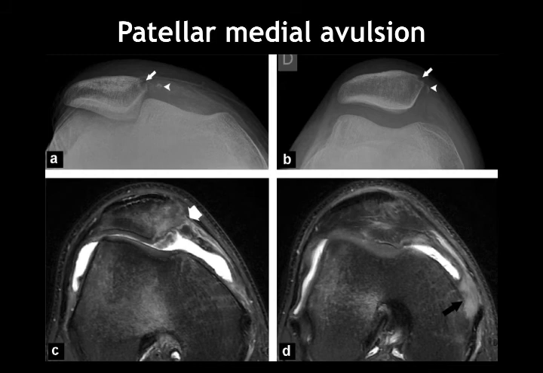Another sign in X-ray which we must look for is the patellar medial avulsion fracture sign because of avulsion fracture of the medial patellofemoral ligament, and it is usually most obvious in the skyline view. This occurs because of dislocation of patella, wherein the medial patellofemoral ligament avulses the medial side of the patella.